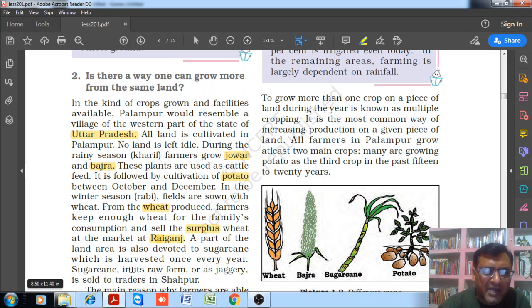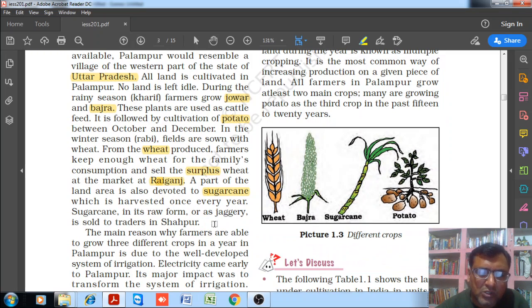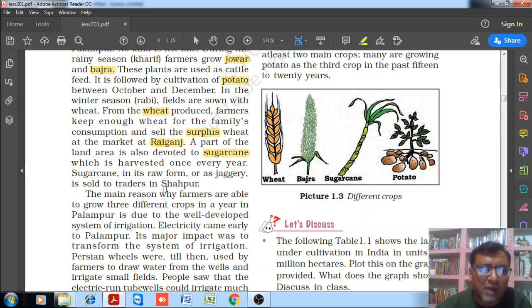A part of the land area is also devoted to sugarcane, which is another crop that is harvested once every year. You know that sugarcane is the annual crop which is harvested once a year. So sugarcane in its raw form or as jaggery is sold to traders in Shahapur.